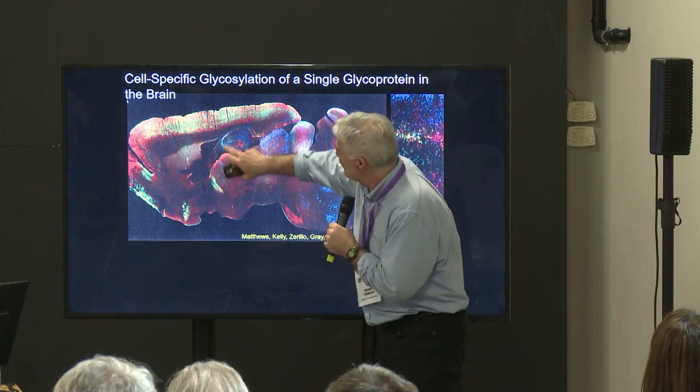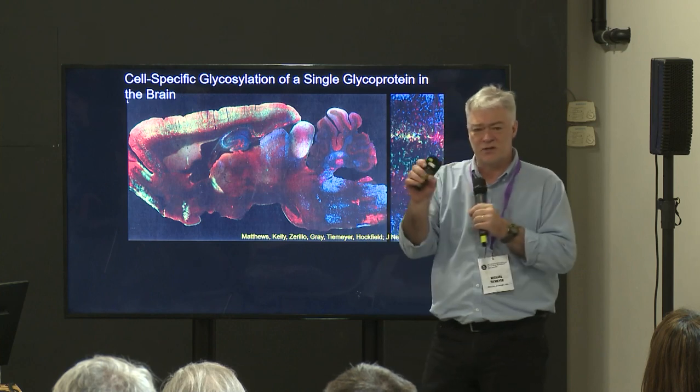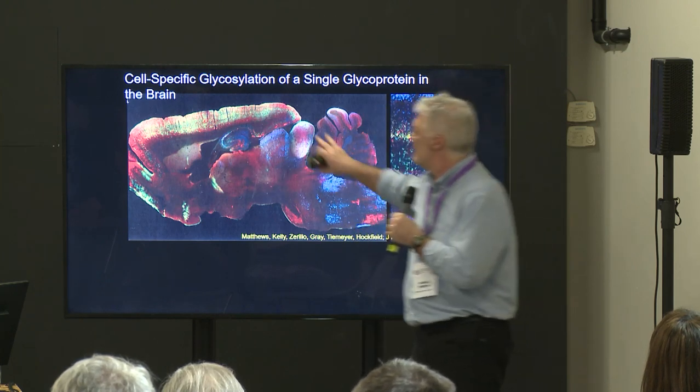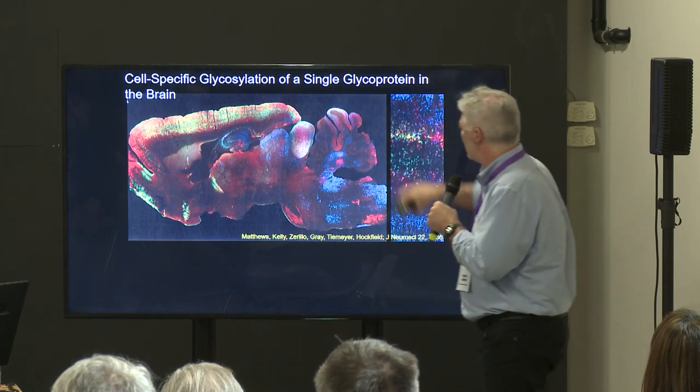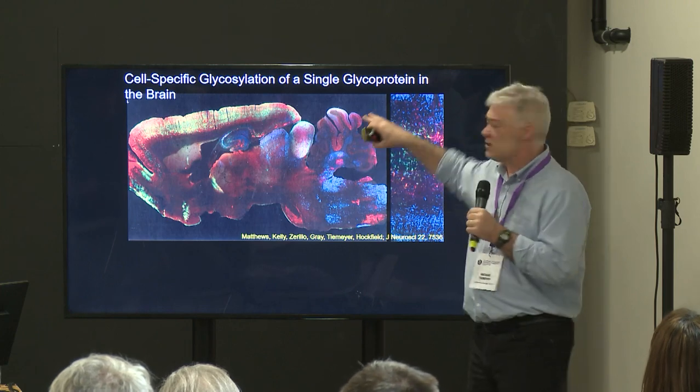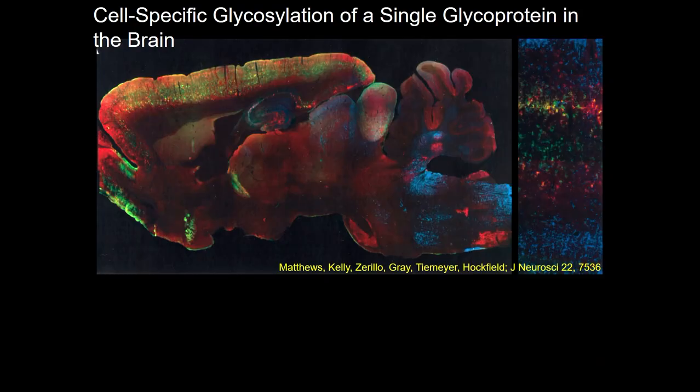If you look in the hippocampus, you can see there are really some spatial limitations for which glycoforms are found in which layer of the hippocampus. And if you look up here in the cortex, which is shown in higher magnification over here, you can see there's a laminar pattern of cells within the cortex. We know that. But the different laminae have different specificities for how they're glycosylating this protein.